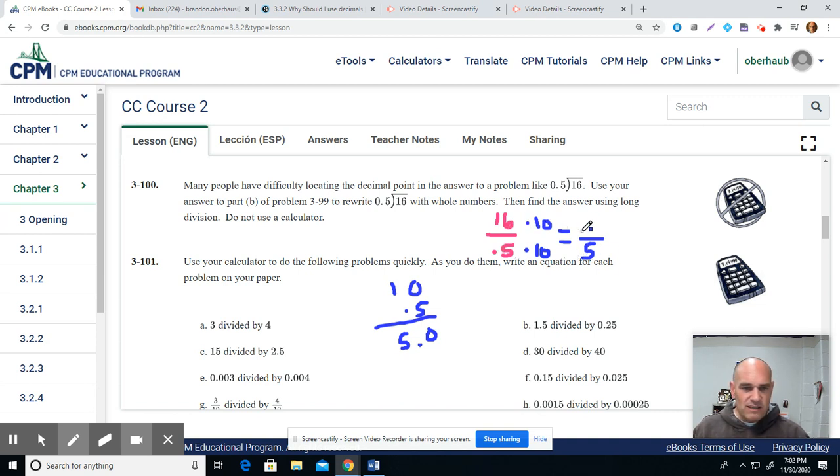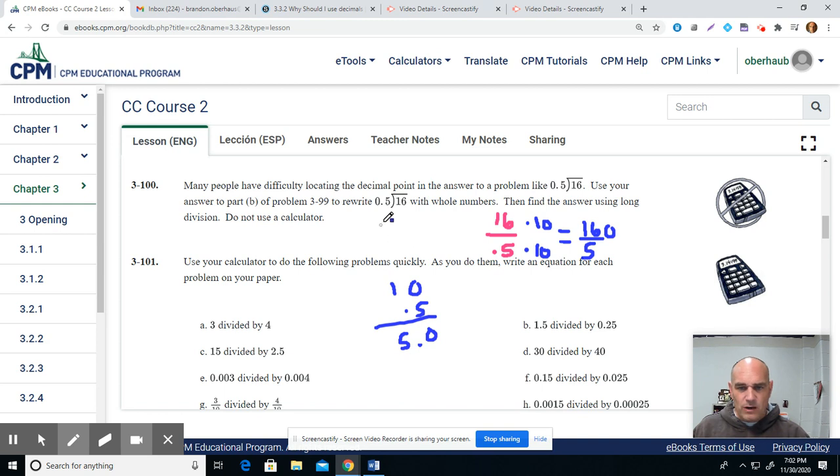Same thing here, 16 times 10. All right, we can slide it one decimal spot to the right. So in 16, here's a decimal. I have to move it one spot to the right because I'm multiplying by 10. So we have to have a 0 for a placeholder. So really, this is 160 divided by 5. But notice why this happens. Because I multiplied top and bottom by 10.